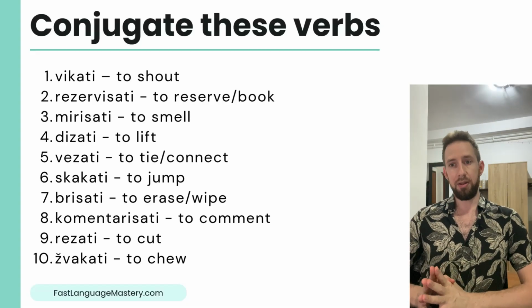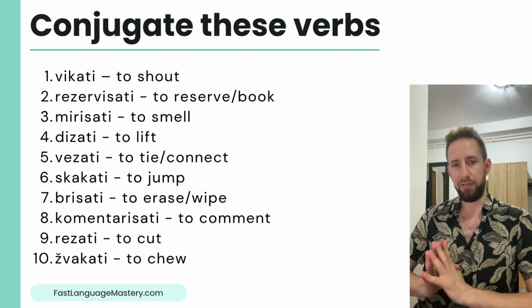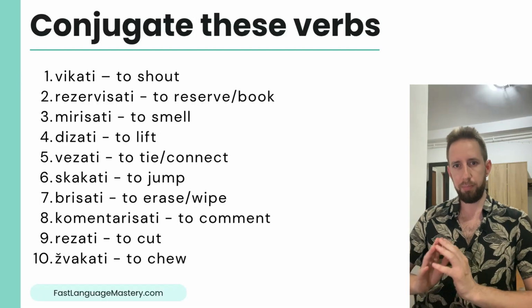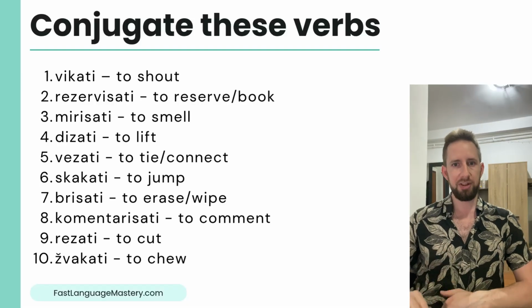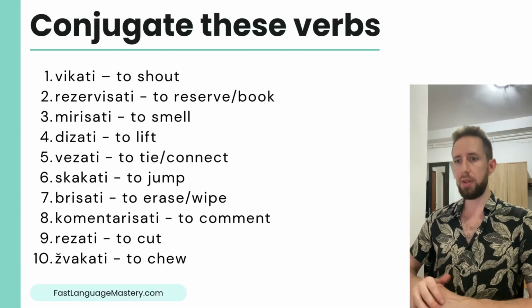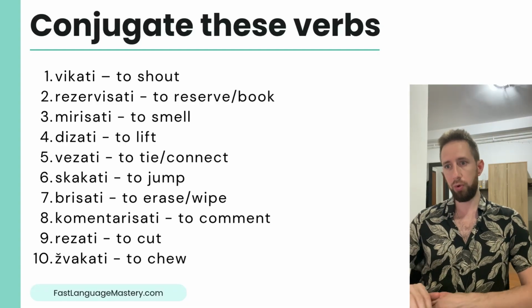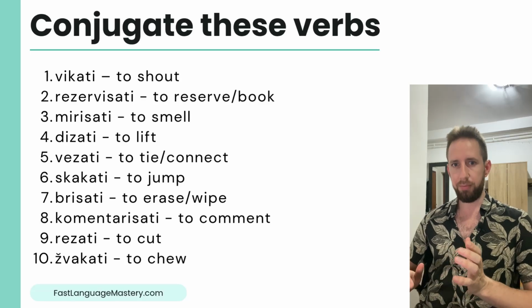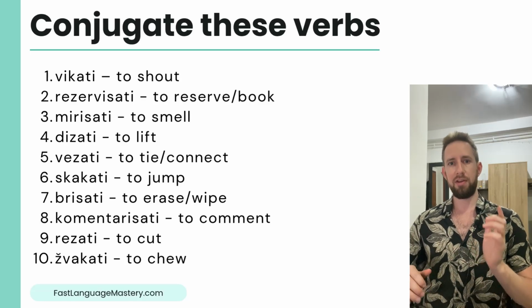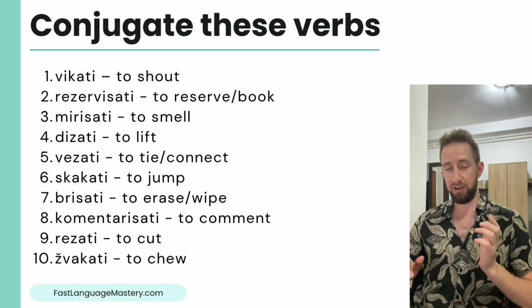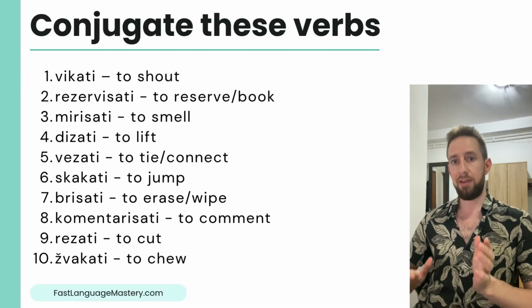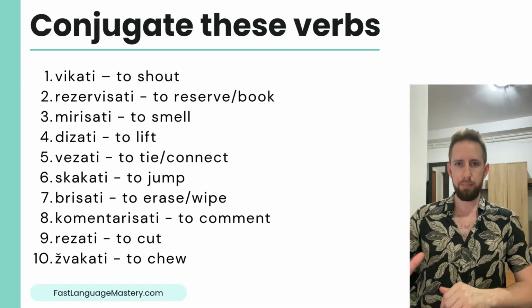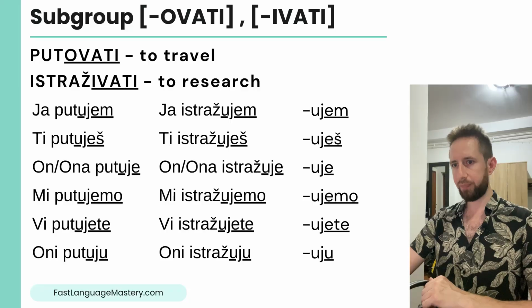Vikati, to shout. Ja vičem, ti vičeš, on viče, ona viče, mi vičemo, vi vičete, oni viču. Rezervisati, to reserve or to book. Ja rezervišem, ti rezervišeš, on rezerviše, ona rezerviše, mi rezervišemo, vi rezervišete, oni rezervišu. Okay, do the same for all of these verbs.